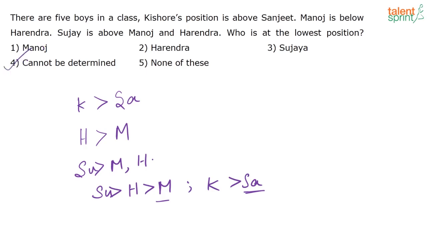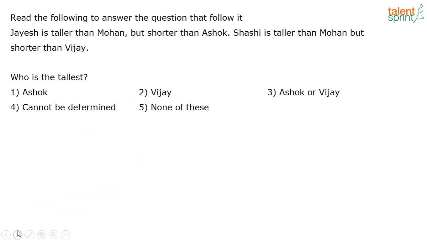Is it clear? How is Sanjeet the lowest? No, you can't say that. They can be here also, right? Kishore is greater than Sanjeet, is greater than... This can also be the arrangement. So let's move on to the next question.